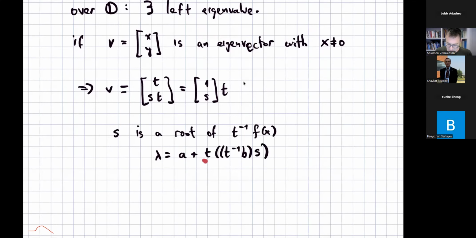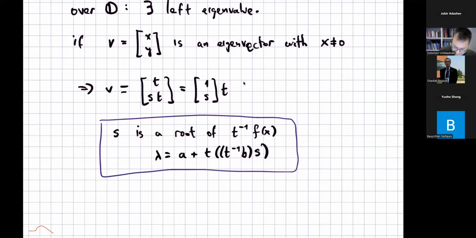But here the problem is that we cannot cancel t and t minus 1 because we don't have associativity. So this is the best that we can get, but it allows us to basically find all the left eigenvalues of a general matrix. So this is basically our solution for the left eigenvalue problem. Okay.